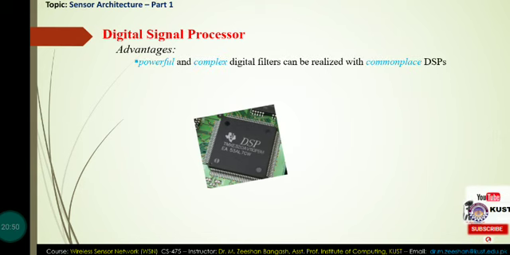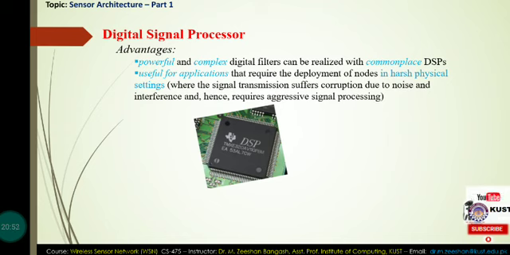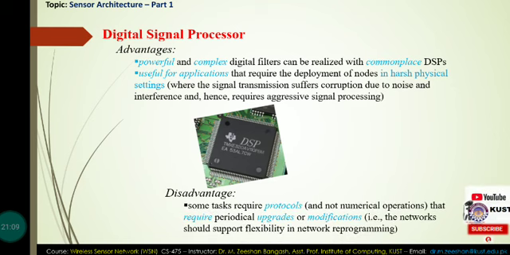You can just note that a powerful and complex digital filter can be realized with the commonplace DSP. However, it's used for applications that deploy nodes in harsh physical reality, where there's a lot of noise. So in that case the DSP processors are used. However, they have some disadvantages: some tasks may require protocols that need periodic upgrades and modification, and that's a very resource constrained mechanism in WSNs in an ad hoc environment. So this is some of the disadvantage of this architecture or this component that's used in any environment.